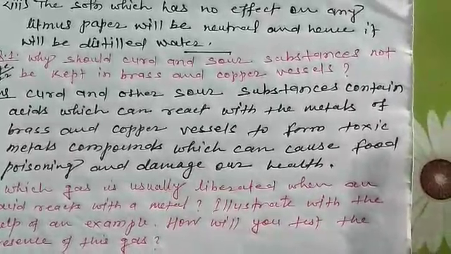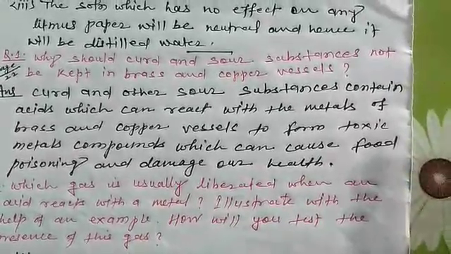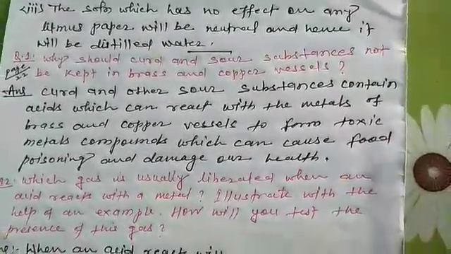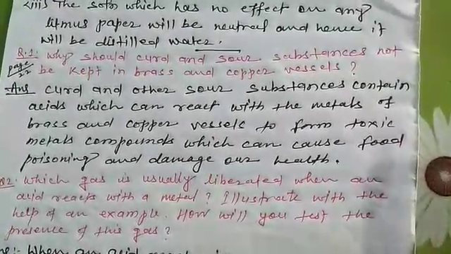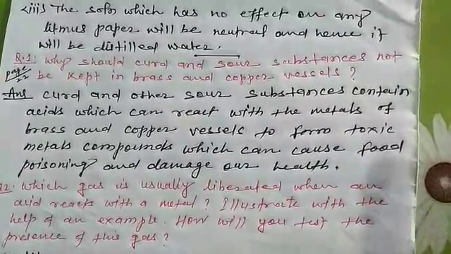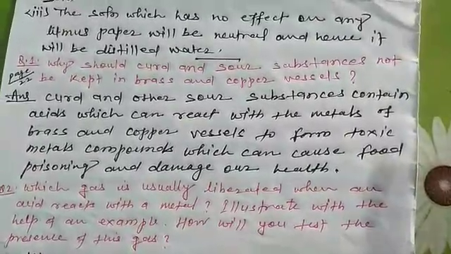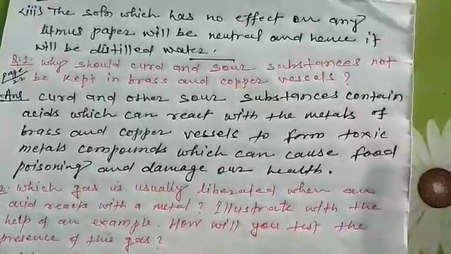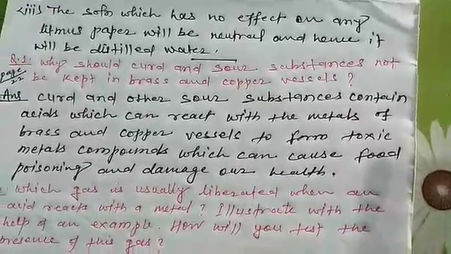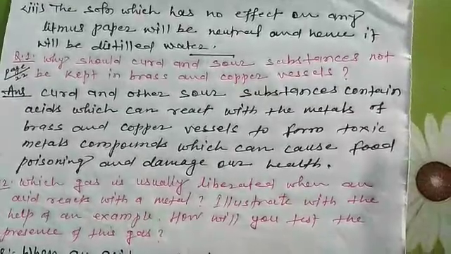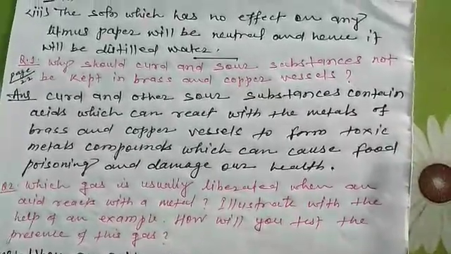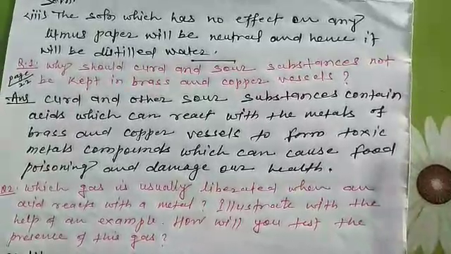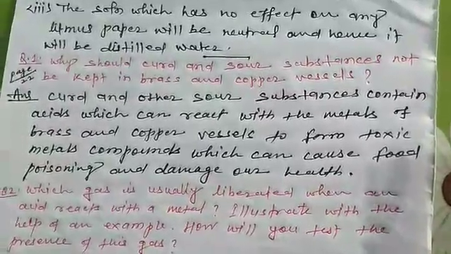So sour substances contain acid and acid reacts with metals. That is why it forms toxic metal compounds, and toxic metal compounds are poisonous, by which food poisoning occurs and our health is damaged.